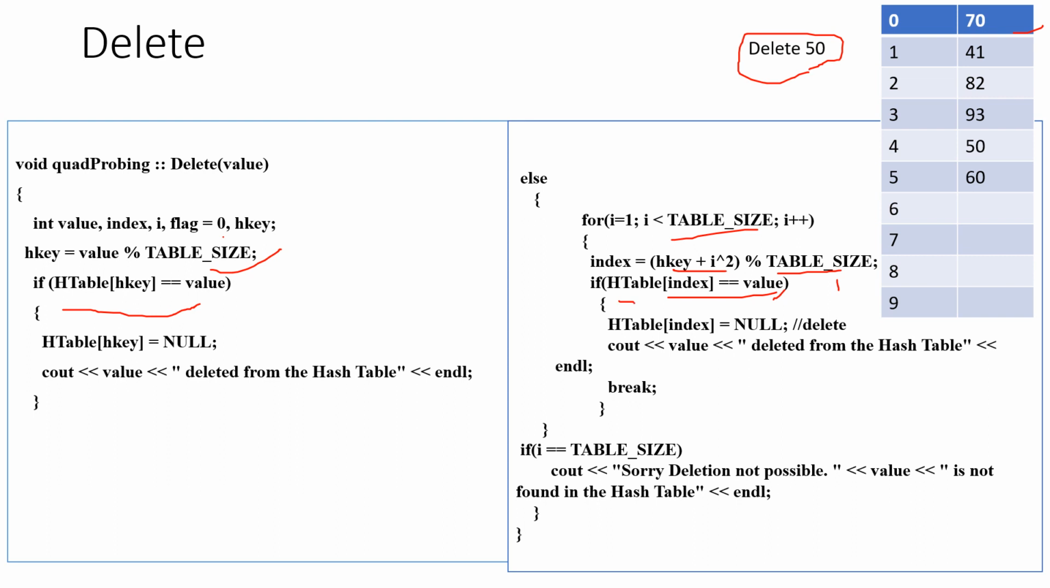Now check whether the hash table at the 4th index is equal to 50. Yes, it's equal to 50. Now replace that 50 with null, meaning remove the 50 and put the null value in its place. And you can message that the 50 is deleted from the hash table. So this is the deletion operation. These are all the operations of quadratic probing. Thank you for watching my video.